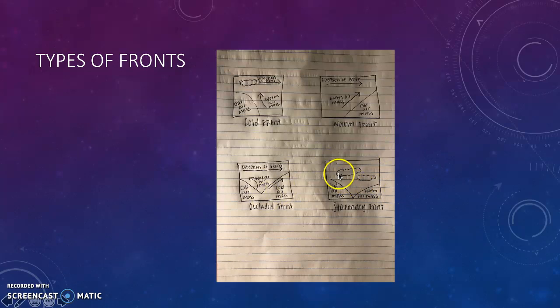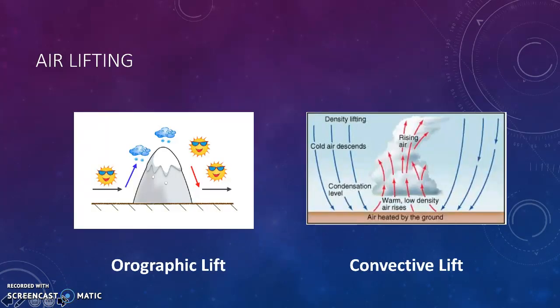And lastly, we have the stationary front right here, and that is when the flow is neither toward warm air or toward cold air mass, and it does not move. So there is a gentle and moderate precipitation, and that's all for that.